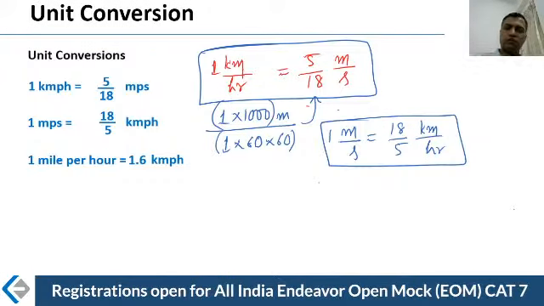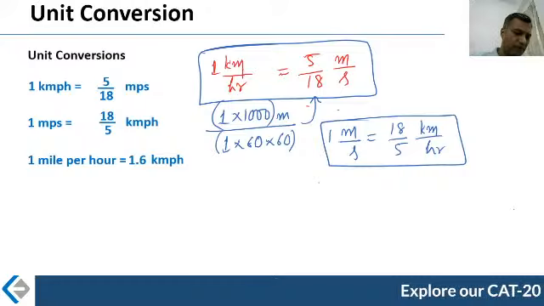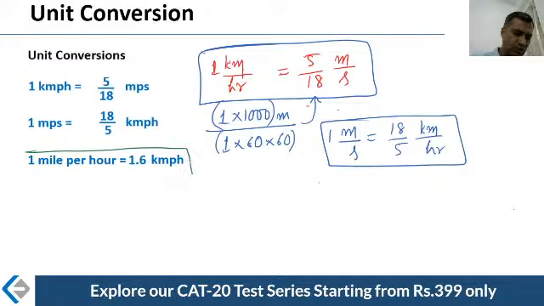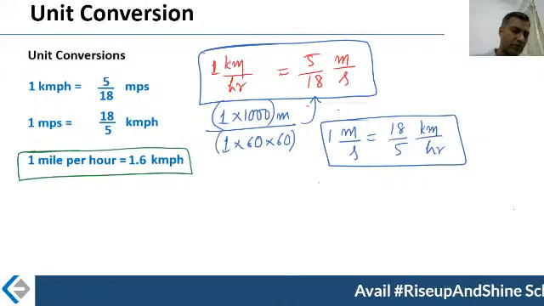The other one is pretty rarely used. If you're writing exams like GRE or GMAT it may be useful, but otherwise it is not really used in our context here. So 1 mile per hour is nothing but 1.6 kilometers per hour. 1 mile per hour can be converted to 1.6 kilometers per hour. You can also write this as 8 by 5, whichever way you like.